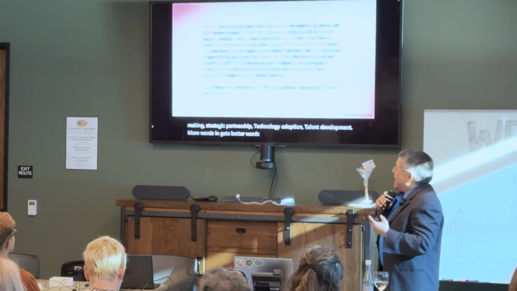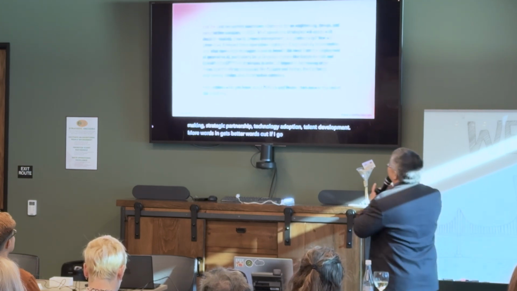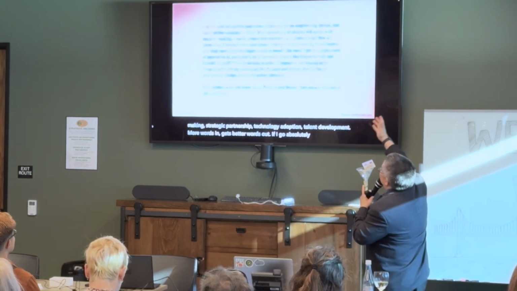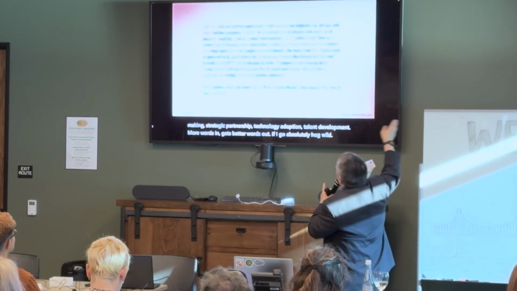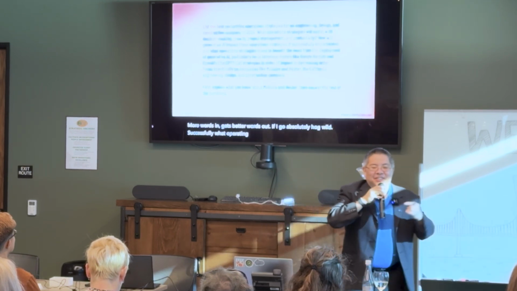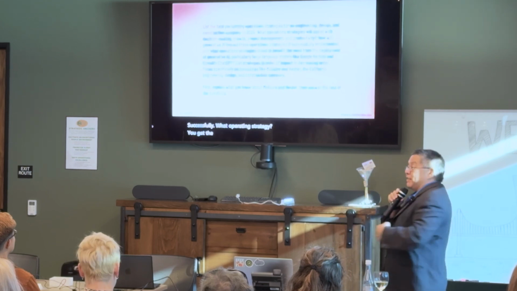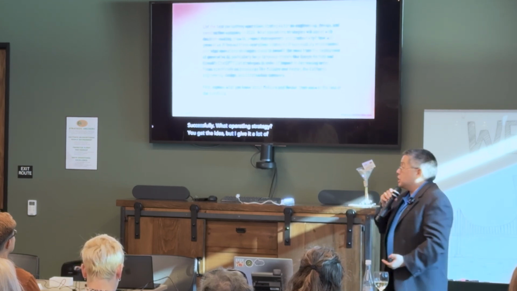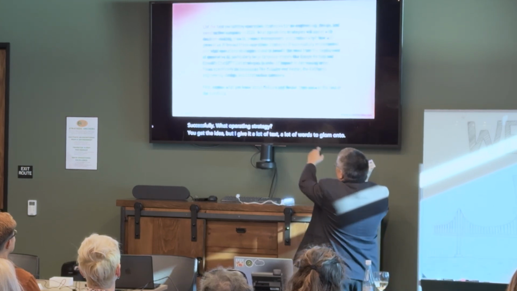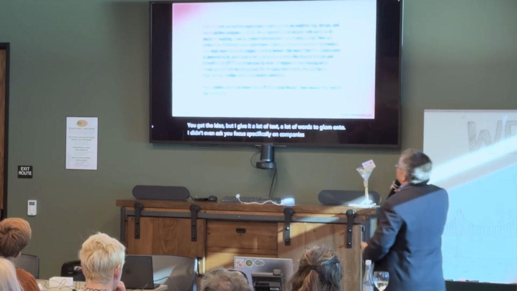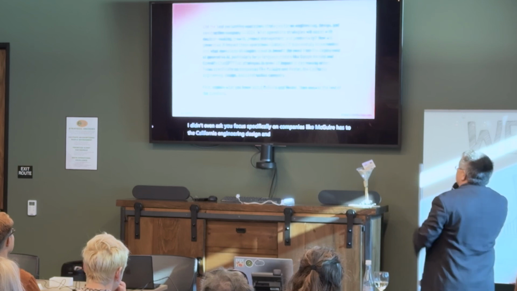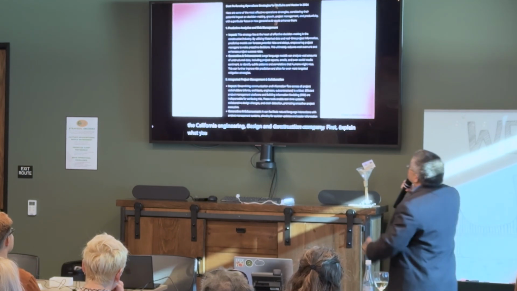If I go absolutely hog wild and I say, how will the generative AI impact these operation strategies successfully implemented, and what operation strategies stand? I'm not going to read the whole thing. You get the idea. But I give it a lot of text, a lot of words to glom onto. I even ask it, focus specifically on companies like McGuire and Hester, the California engineering, design, and construction company. First, explain what you know, then answer the rest of the questions.